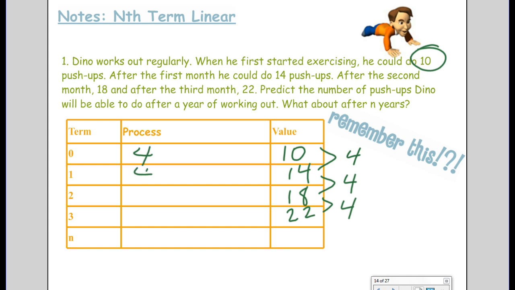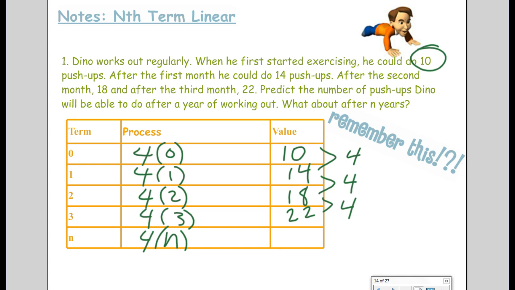I want you to write it all the way down the column. 4, 4, 4, 4, 4. The next thing you do is in parentheses, you write the term. 0, 1, 2, 3, and n. So go ahead and in parentheses, write the term. 0, 1, 2, 3, n.